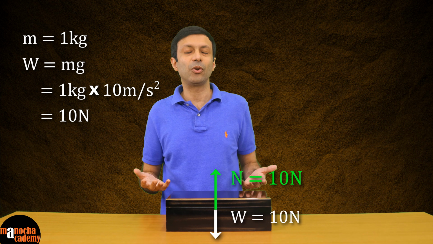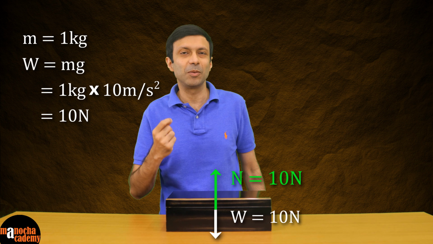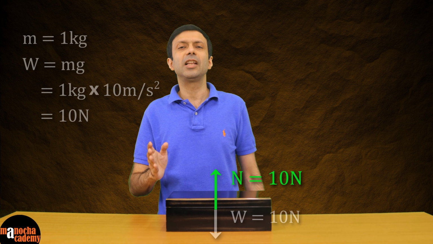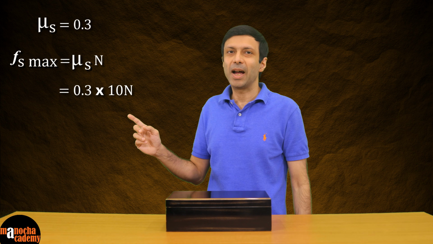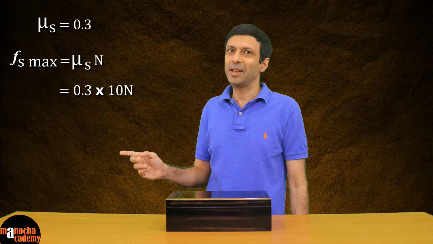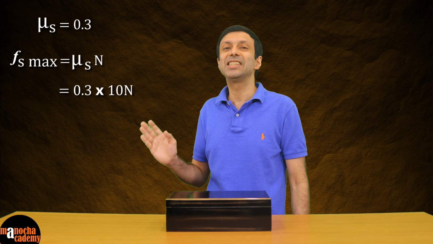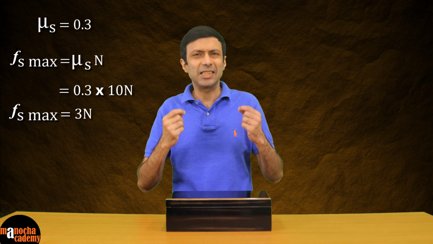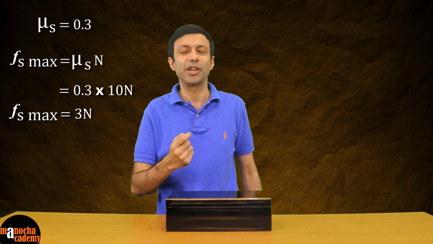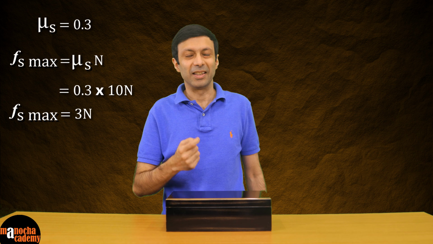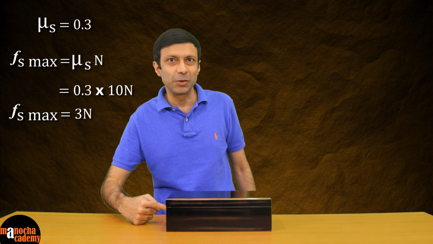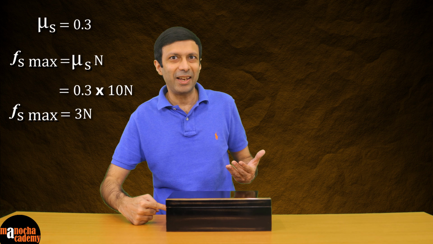Now let's see if we can calculate the limiting friction, the maximum static friction. Let's say the coefficient of static friction is 0.3. So mu s here is 0.3. So what is the limiting static friction going to be? Fs max will be 0.3 times the normal reaction, which was 10 Newton. So Fs max is 3 Newton. That means the maximum static friction, the limiting friction here, is 3 Newton. This means if I try to push this box, what is the force that I need to apply?